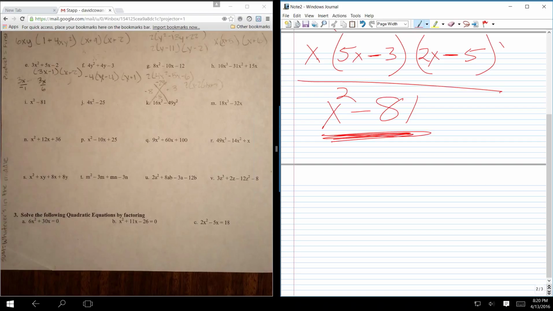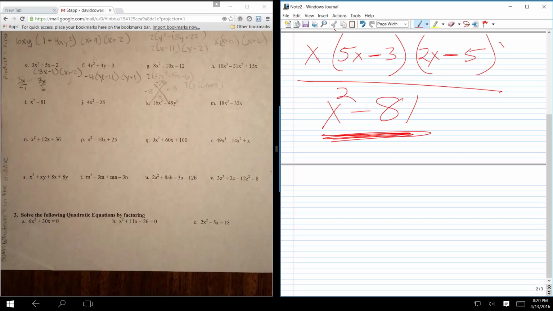There's very few quadratics that have a name. And yet, this one you're going to get 100 times in the next year. So it's good that you can recognize it. It's called difference of perfect squares.